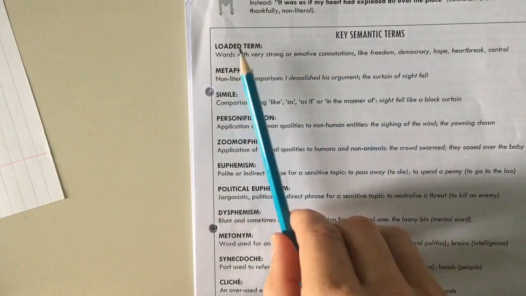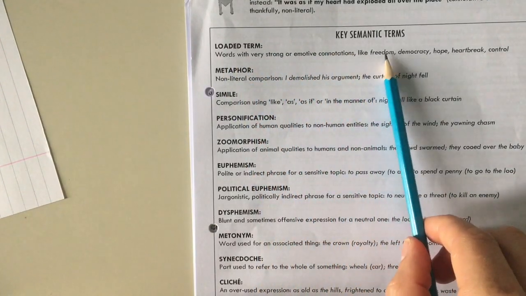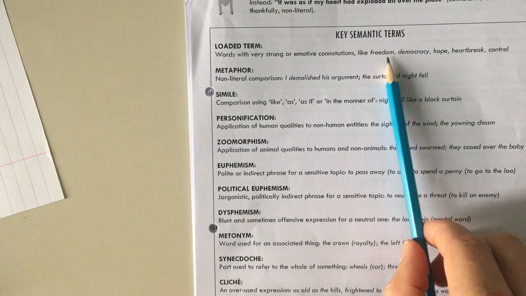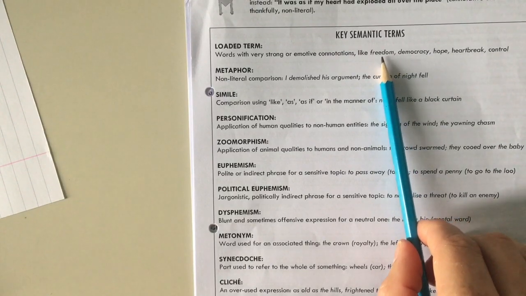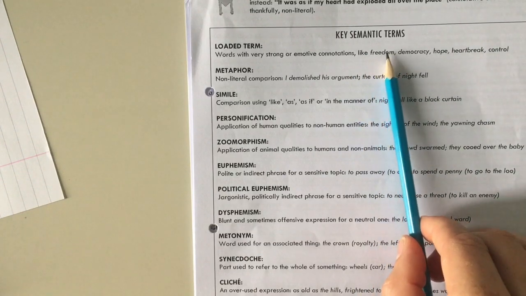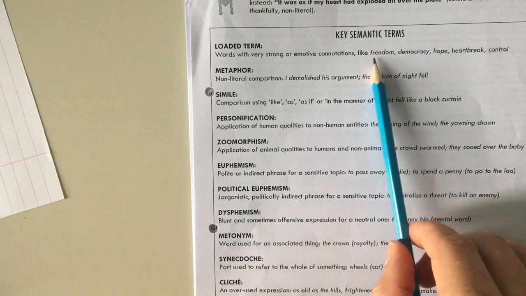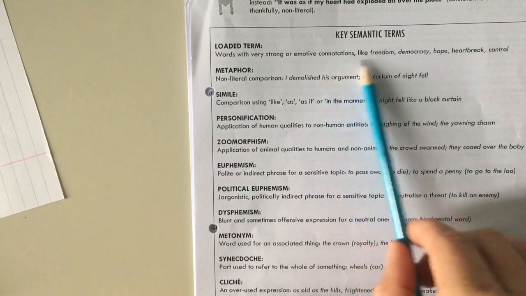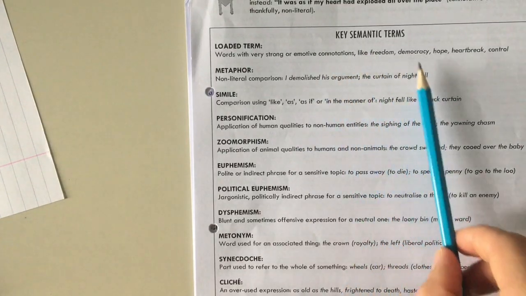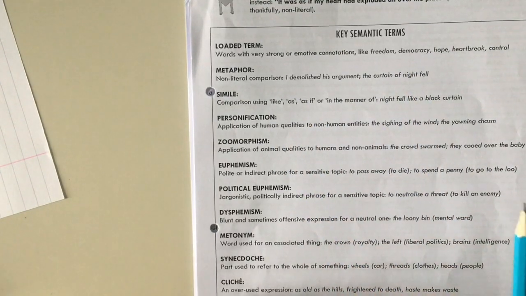Loaded terms, you might not have done those, but it's pretty easy. Words that have strong emotive connotations. So if I say you're a terrorist, that's very, very loaded, isn't it? It's got loads and loads of association. It's quite a dangerous word. But you could also say I'm a freedom fighter, a word that's got lots and lots of positive connotations. It's very strong, loaded with tons of meaning. Something like democracy, things along those lines, really meaningful word.